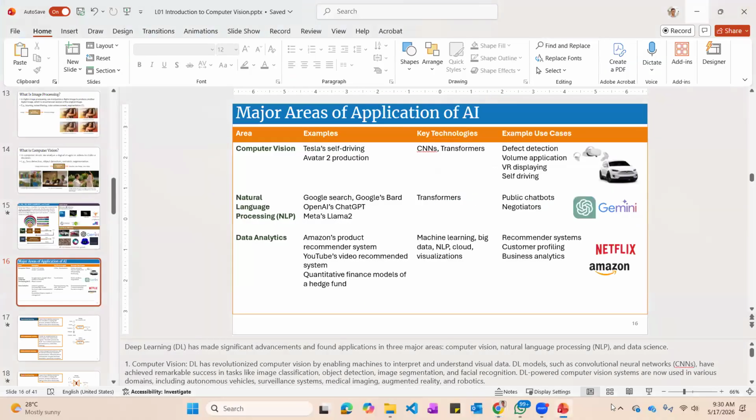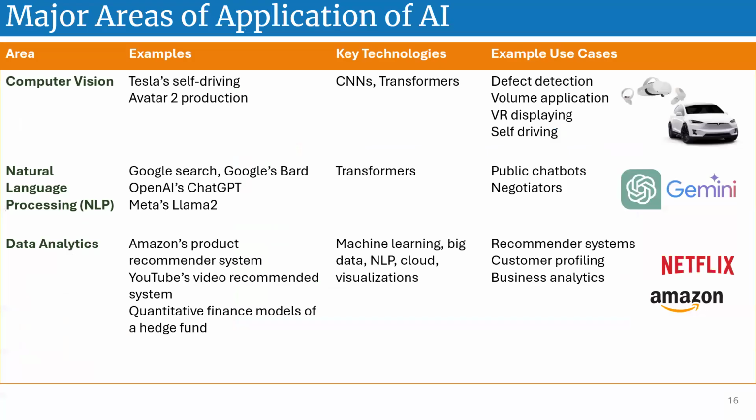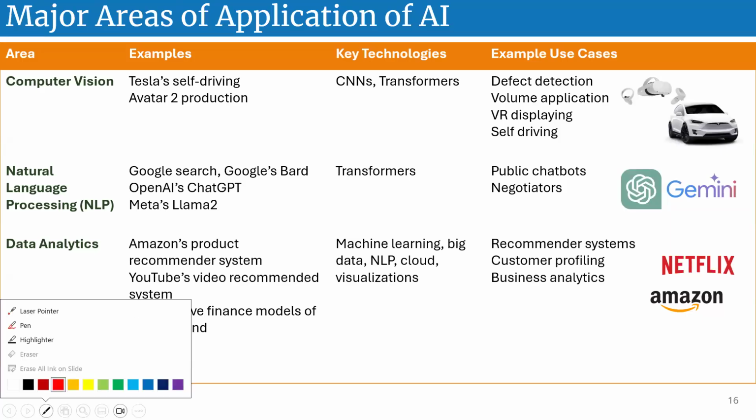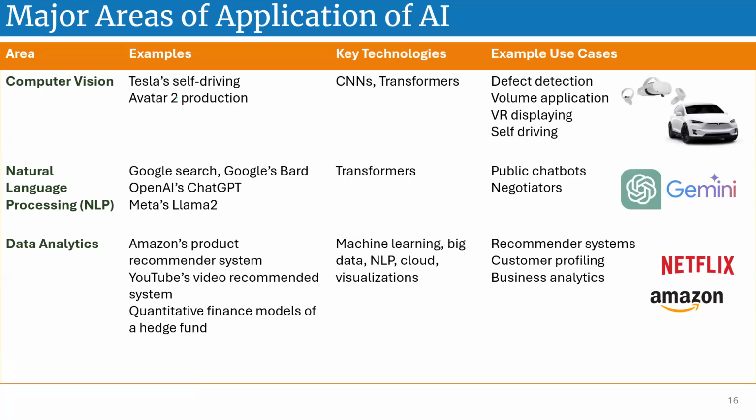Okay, that's enough. You can watch it at home. So you can see that's one of the great applications of computer vision, movie production. And then in natural language processing, we have Google search, Google's Bard now, Google Gemini, and OpenAI, ChatGPT, Meta's Llama, Llama 4, and so on. They are now a little bit old. And the main technique that drives those things is the transformer, and then public chatbot negotiators, agents, and so on. These are the example use cases.